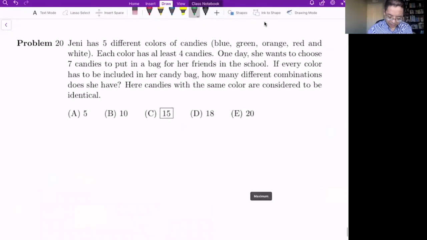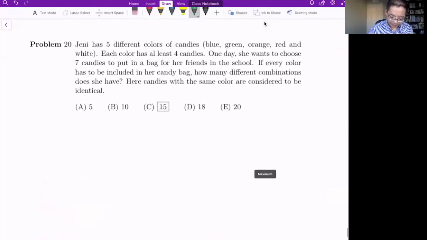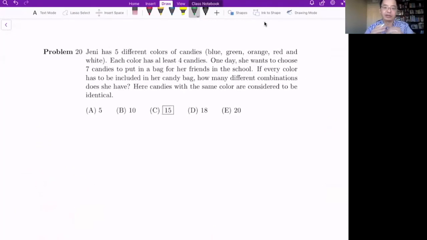Okay, last one. Jenna has 5 different colors of candies. So one day she wants to make a combination of 7 candies. She wants to bring 7 candies to her friends. And the requirement is to make it more colorful. She wants every color to be in the combination.